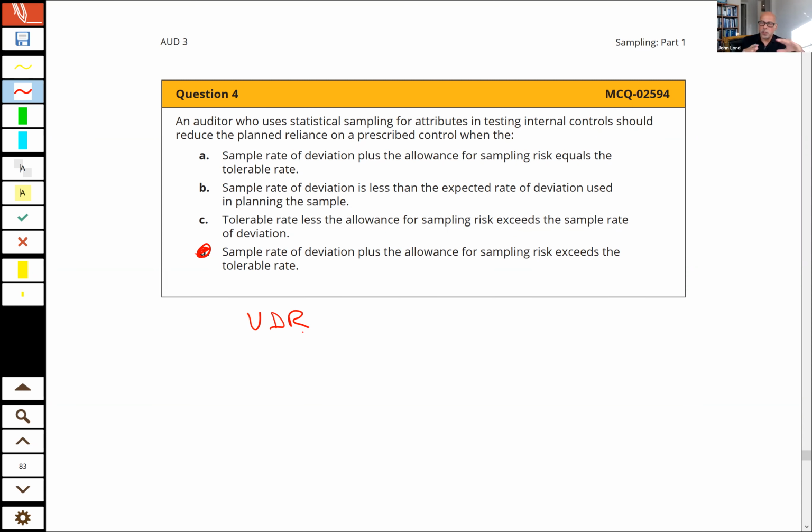Deviation rate doesn't allow the cushion for the allowance for sampling risk. So I raise the hurdle even more by allowing that allowance for sampling risk. We call that what? The upper deviation rate. So the upper deviation rate says 4.7%. Good. And so in that example, my tolerable deviation rate, I'm just going to say, it's less, right? So it must be, I'm just going to say 3%, right?